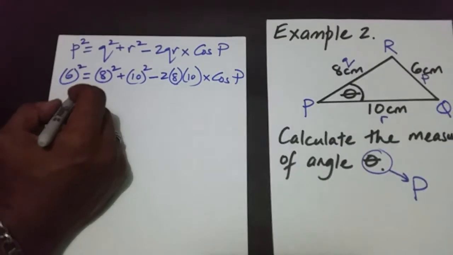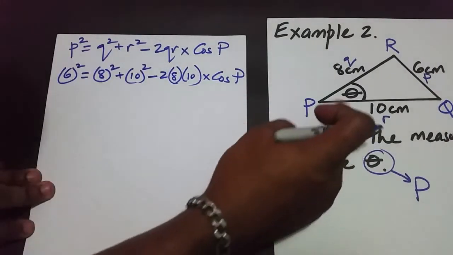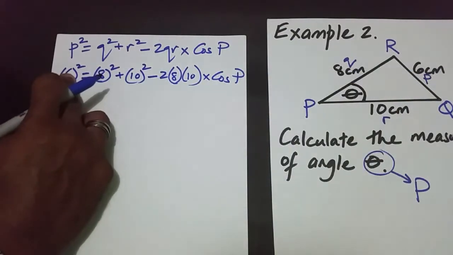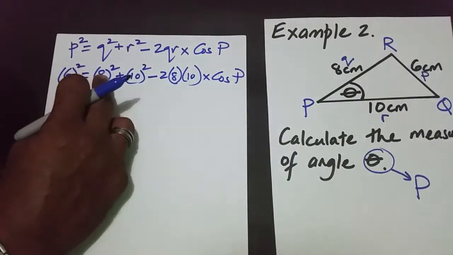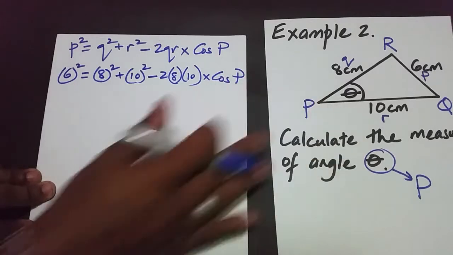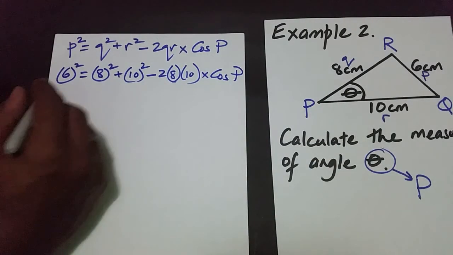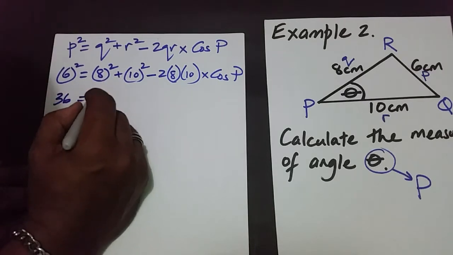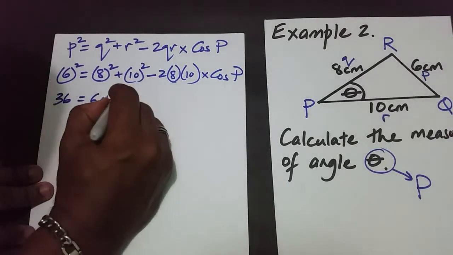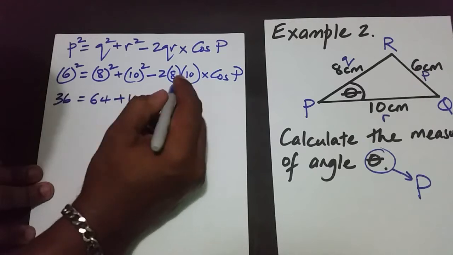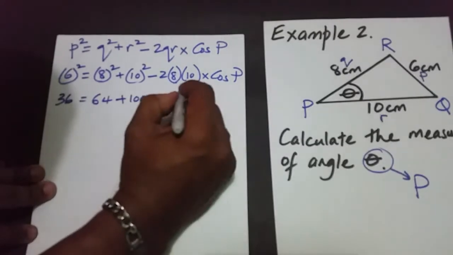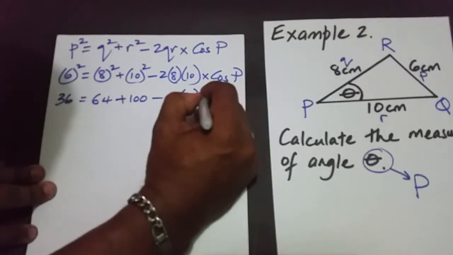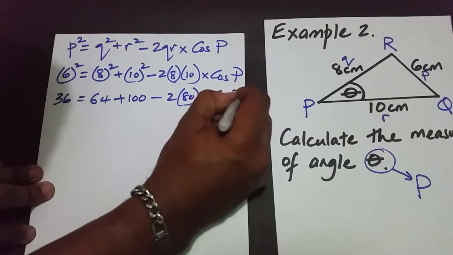So again, p is 6, so we have 6 squared. q is 8, so we have 8 squared. r is 10, so we have 10 squared, and we can continue. So 6 squared is 36, 8 squared is 64, 10 squared is 100. And just taking it in stages, we're not rushing anything. All right, never rush your steps.